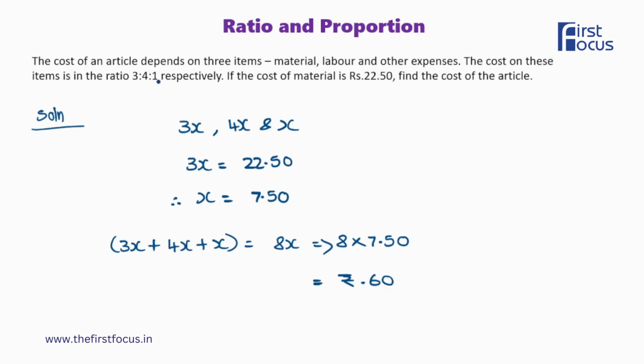Here they have given the ratio of the three items, and they have given the cost of the material. So we are equating the cost of material with its respective ratio, so that we got the value of x, and then we substitute the value of x in these ratios. So we got the cost of the article as 60.